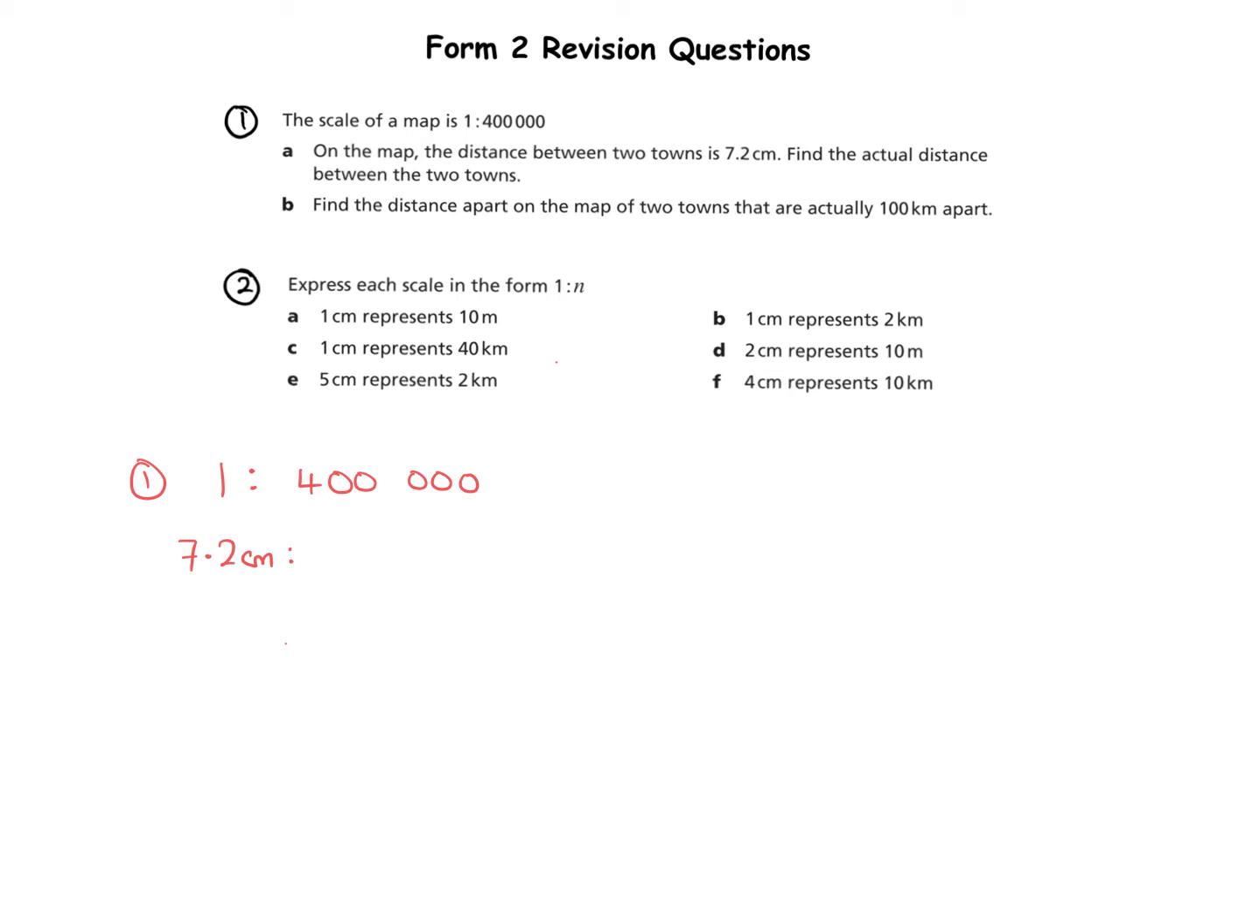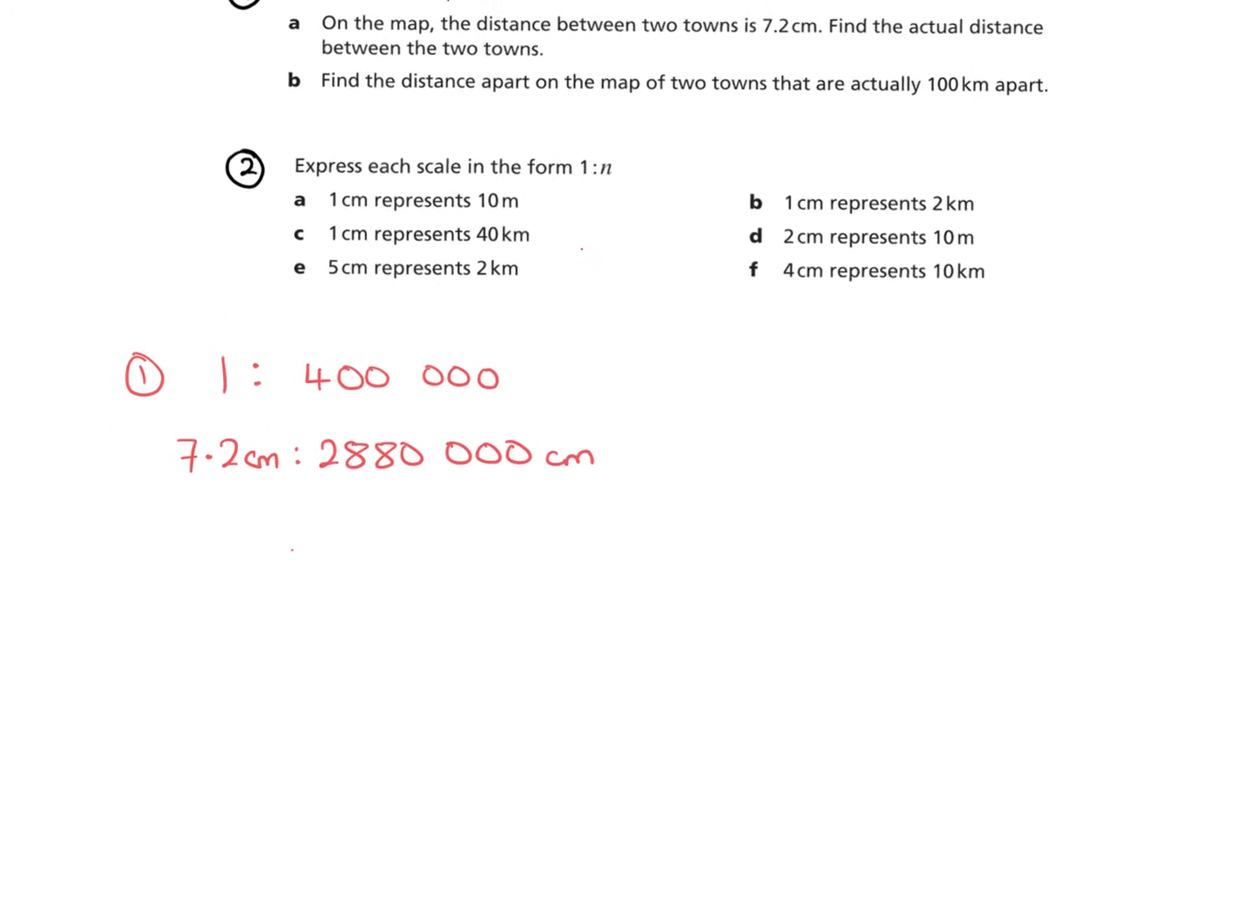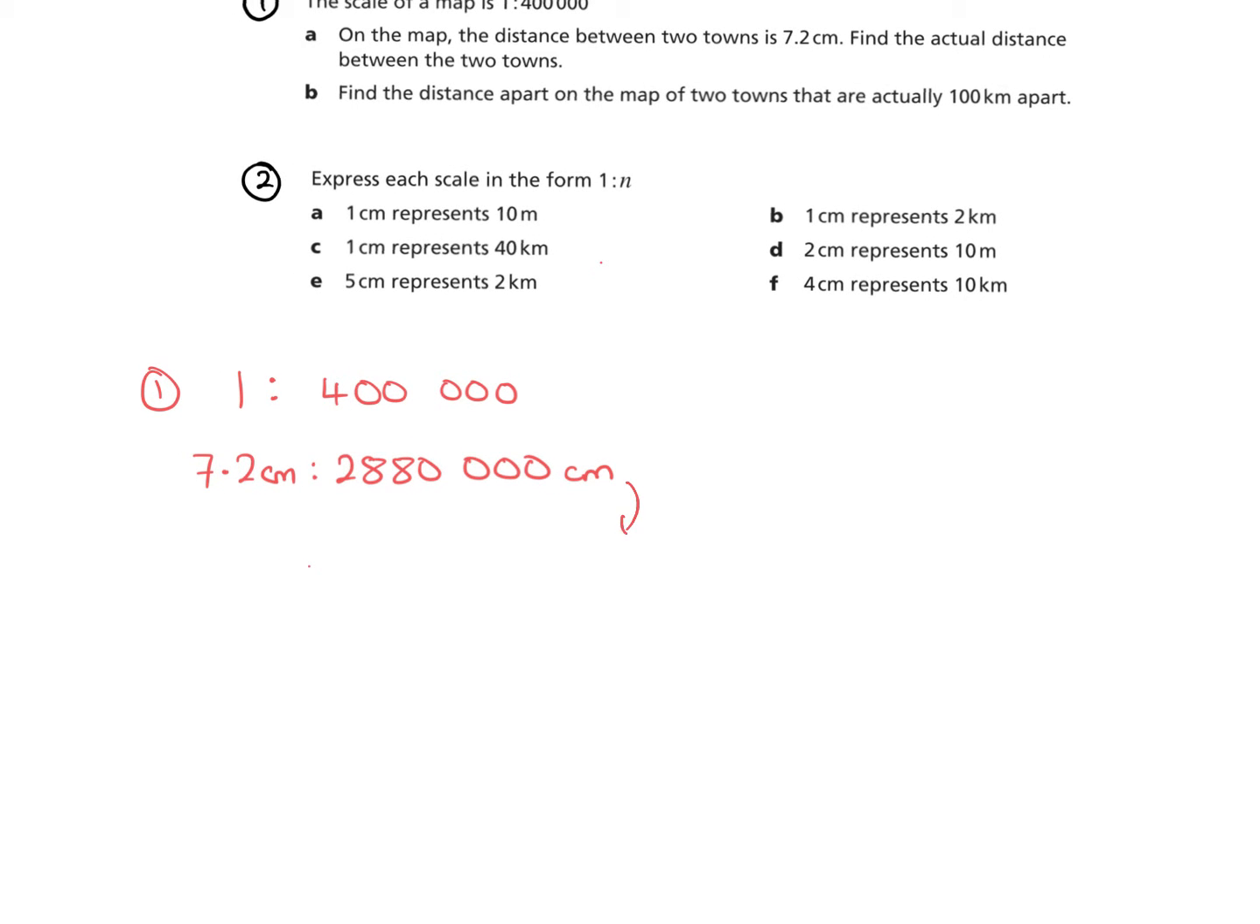So we're going to do 400,000 times 7.2, and I get 288,000. So that's how many centimetres it is between the two towns. Now, if I want to change that into metres, I'm going to divide by 100. So if I divide by 100, I get 2,880 metres. And then I'm going to divide by 1,000 to change it into kilometres. So I get 2.88 kilometres for part A.